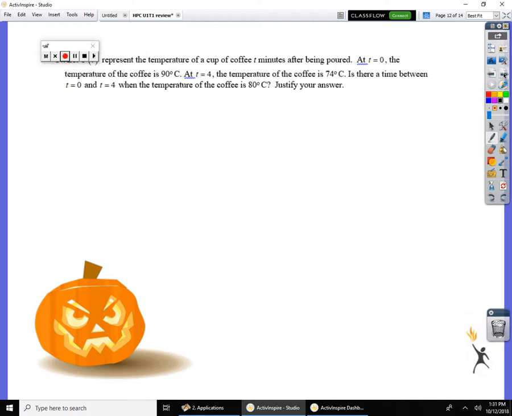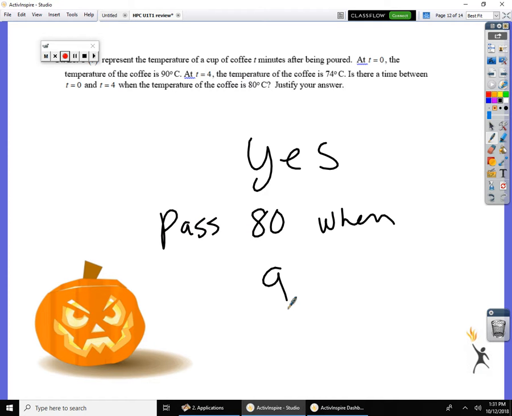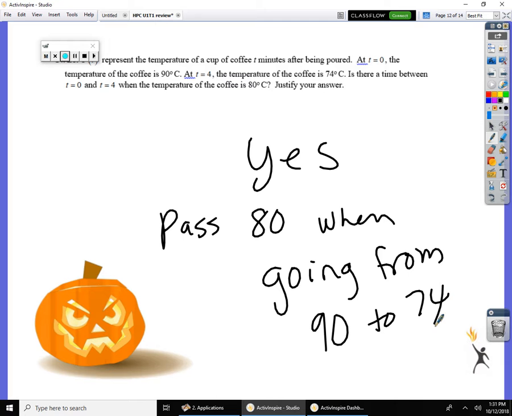Okay, number 14 we did, but let's go over it again. I have a hot cup of coffee. It started at 90 degrees. It cooled down to 74 degrees. At some point, was it 80 degrees? Yes. Why? Because it has to pass through 80 on the way from 90 to 74. A-okay? Easy peasy, lemon squeezy. All right, moving on.